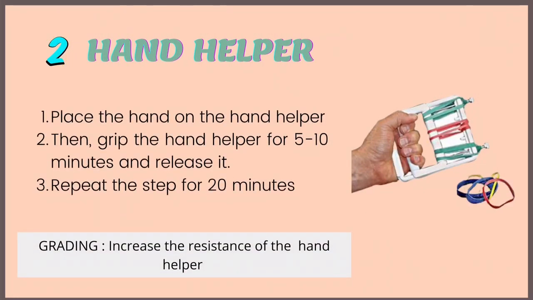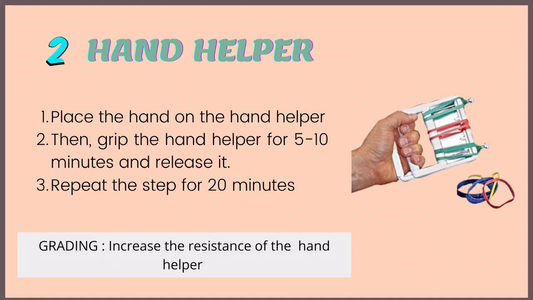Next, the second strengthening activity is using a hand helper. The procedure is: first, place the patient's hand on the hand helper and ask them to grip it for 5 to 10 minutes and release. Then, ask them to repeat the step for 20 minutes.